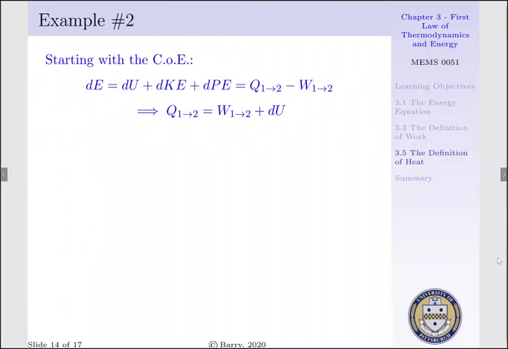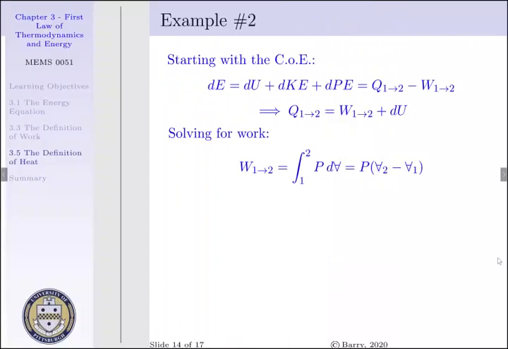For us to begin, we are going to start with our conservation of energy equation. dE is equal to dU plus dKE plus dPE, which is equal to our heat supplied less our work done. Since there are no changes of kinetic or potential energy, we say our heat supplied is equal to our work done on our system plus the change of our internal energy. Thus, we need to determine dU and our work done by the system.